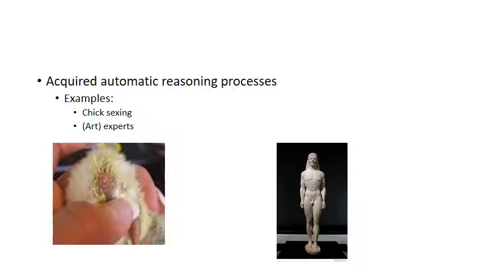And then there's this second kind of intuition, and those are acquired intuitions, or acquired automatic reasoning processes. Now, the most simple example here is driving a car. When you first learn to drive a car, when you first step into a car you've never driven before, well, everything has to go through System 2, through conscious reasoning processes.